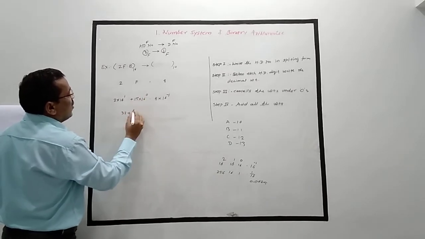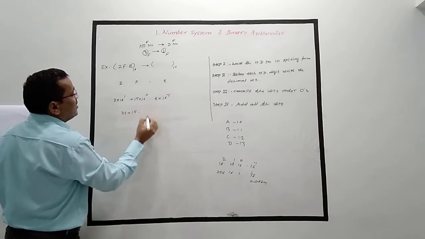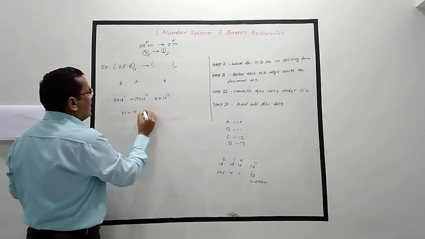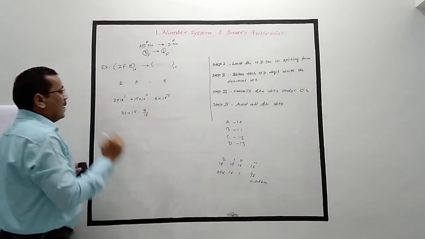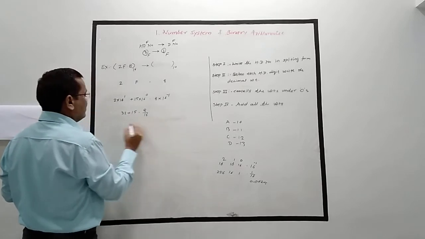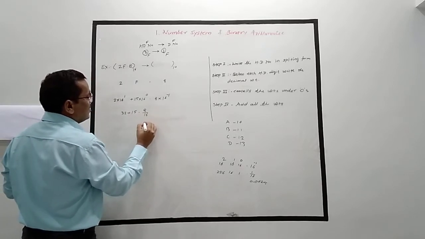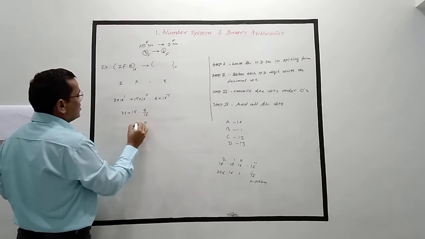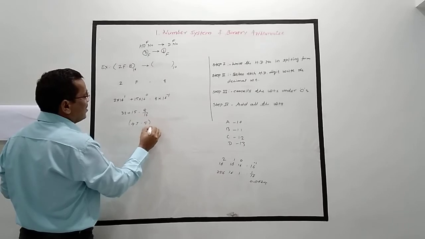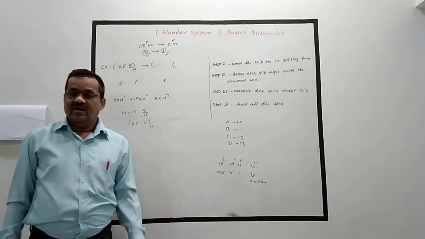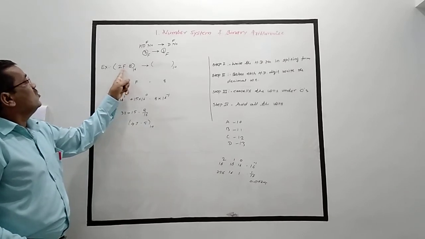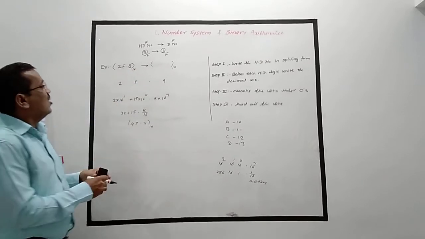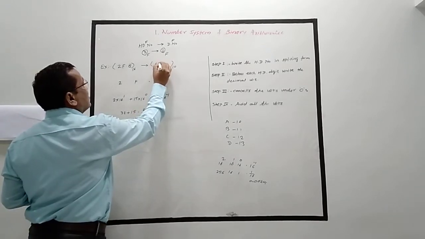Plus 15 into 1 is 15. 8 divided by 16, that is 1 by 2, that is 0.5. 32 plus 15 is 47. So 47.5 is the decimal equivalent of 2F.8 of hexadecimal number.